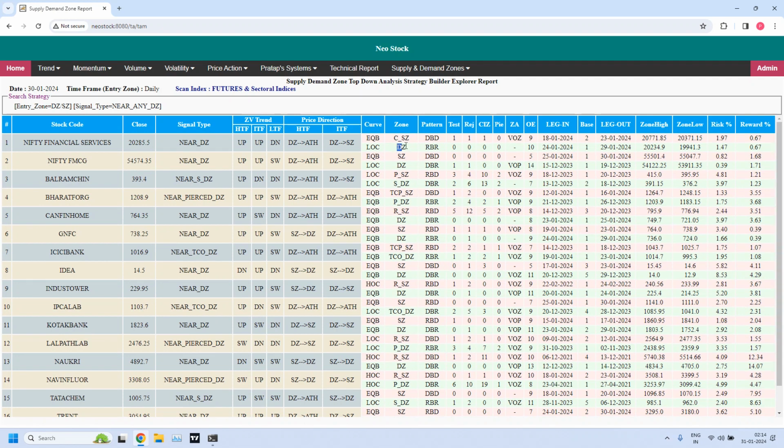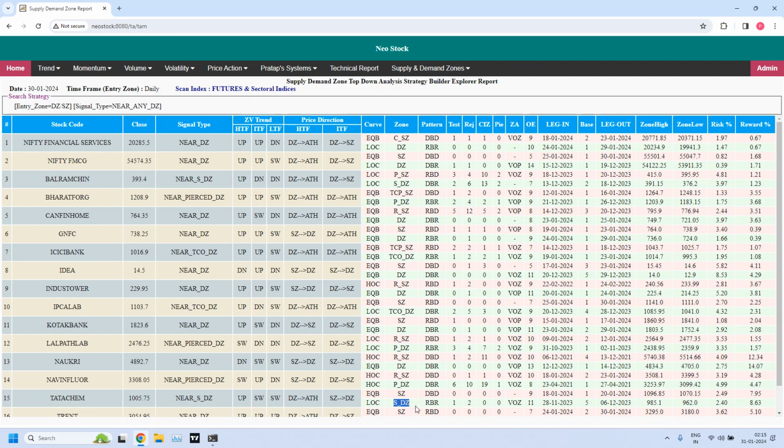You have to look for only demand zones. This is pierced, so we don't consider Balram Chini. Demand zones, demand zones. Yes, we have Tata Chemicals. Tata Chemicals is there. It's already tested only once.